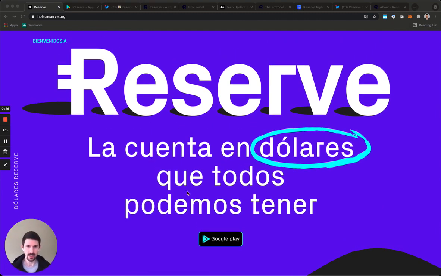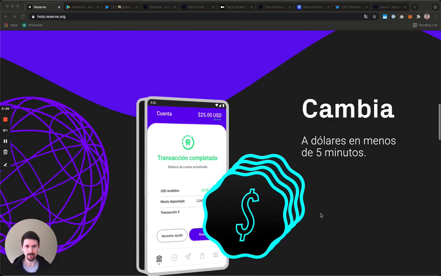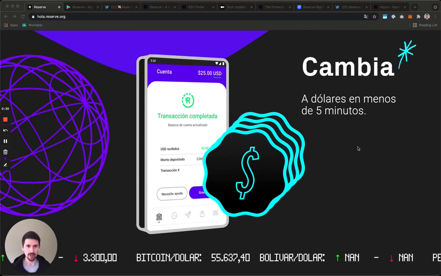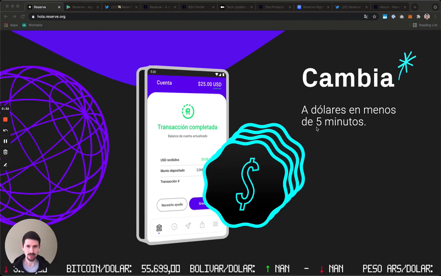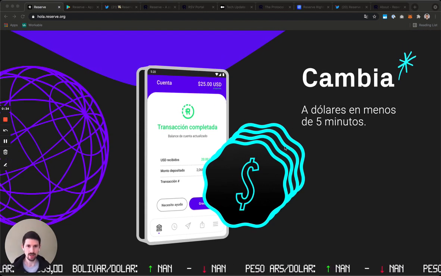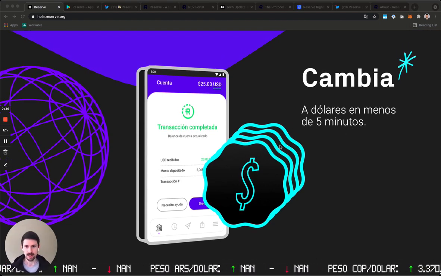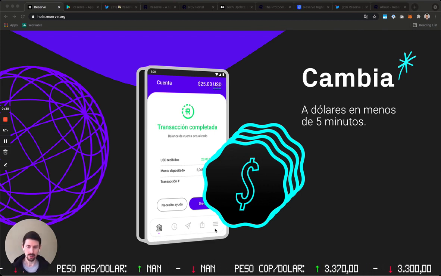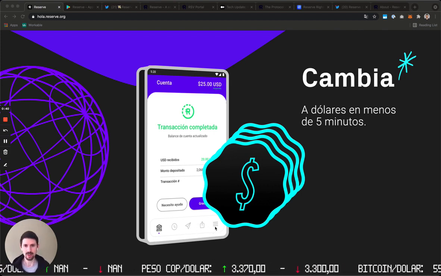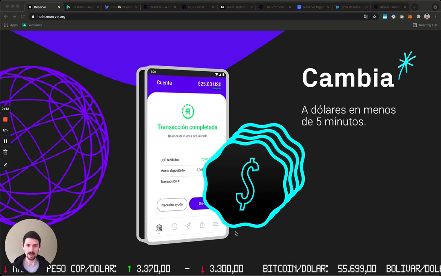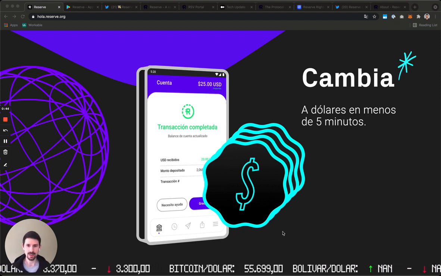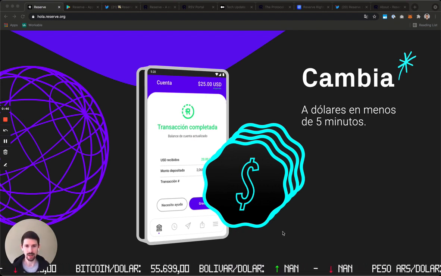So it says the account in dollars that everyone can have. We allow people to exchange currencies in and out of US dollars in a few minutes. So you can move money in from Venezuelan bolivars, from Argentine pesos, from Colombian pesos, and then also in and out from US dollars in Panama and in the US.